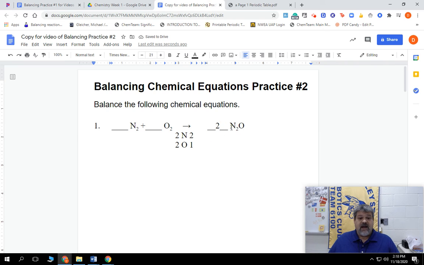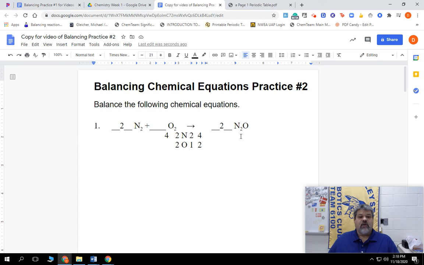So now I have 2 oxygens. So I have to change this to a 2. But that also changes my nitrogen. Now my nitrogen, I have 4. Okay, so now I got to chase it over to this side. Since I only have 2, I have to put another coefficient in here of a 2. And now I have 4 on this side. So now I have 4 nitrogen on each side. There's 4 and there's 4. And I have 2 oxygen here and 2 oxygen over there. So now we're balanced.